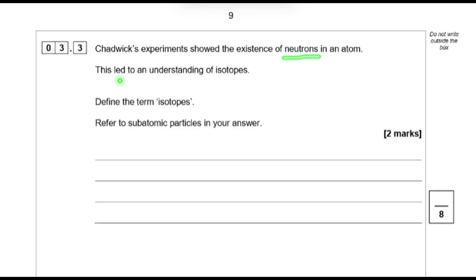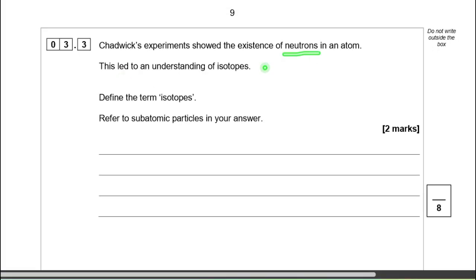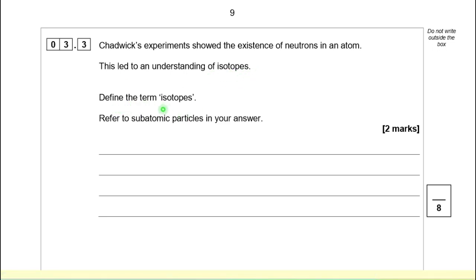Over the page, 3.3. Chadwick's experiments showed the existence of neutrons in an atom. This led to an understanding of isotopes. Define the term isotopes and refer to subatomic particles in your answer. This is for 2 marks.